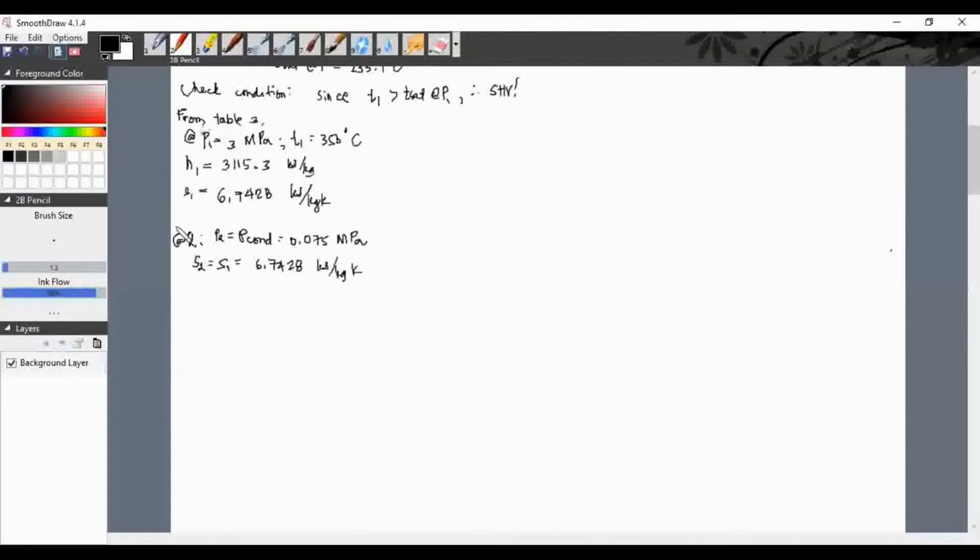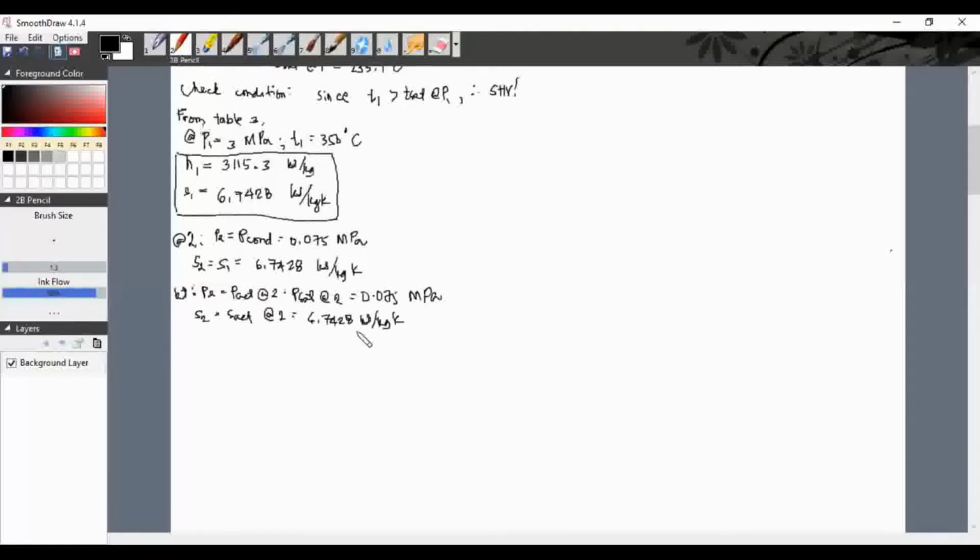Box natin to para hindi na nakalito. Okay. So again, check natin ang condition. So let natin, let your P2, which is yung ating P actual, no? At point 2, P equal to your PSAT at point 2. So this is 0.075 megapascals. And then I have S2, which is equal to S actual at point 2 with a value of 6.7428 kilojoules per kilogram Kelvin.